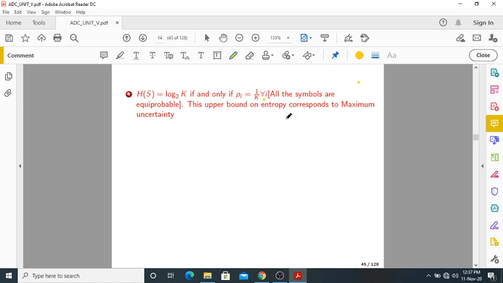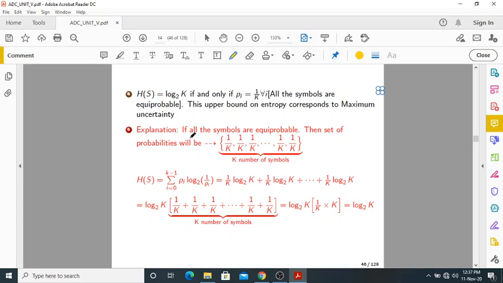Then what happens? Take this simple example. Suppose all the symbols are equiprobable in a source; if a source emits k symbols with equal probability, the probability of occurrence of each symbol will be 1 by k. So these are all the set of probabilities. Now what is the entropy? Sum of pi log base 2 of 1 by pi. What is pi? 1 by k log k base 2, plus 1 by k log k base 2, and so on. You try to find this. You get log k base 2. That is the maximum possible value for entropy.